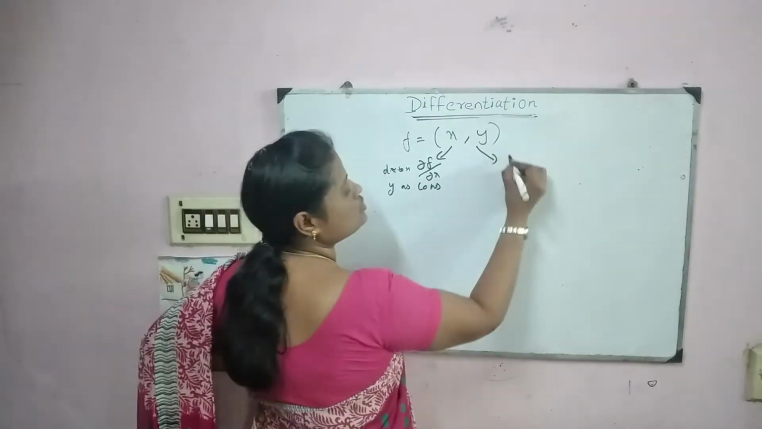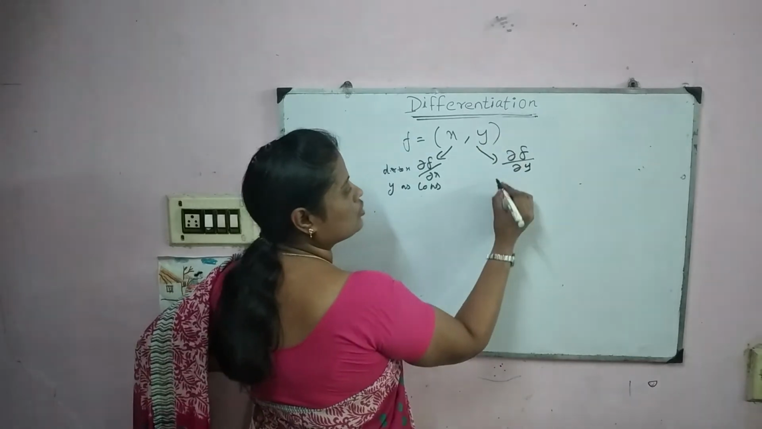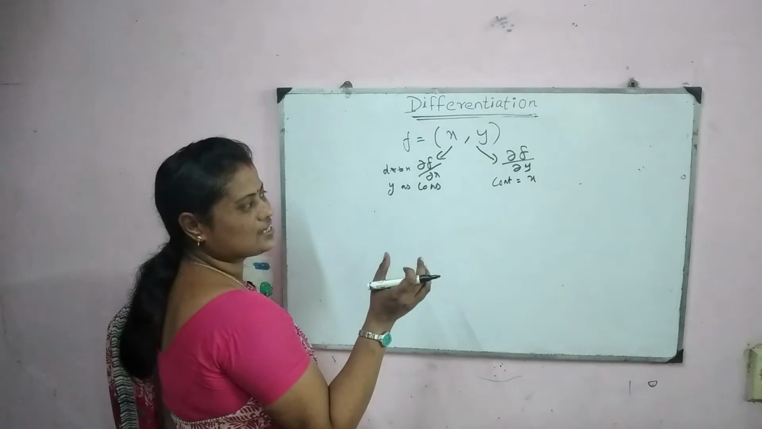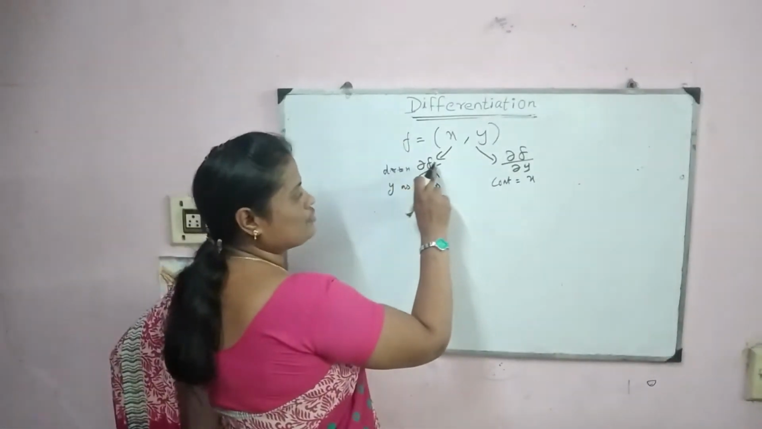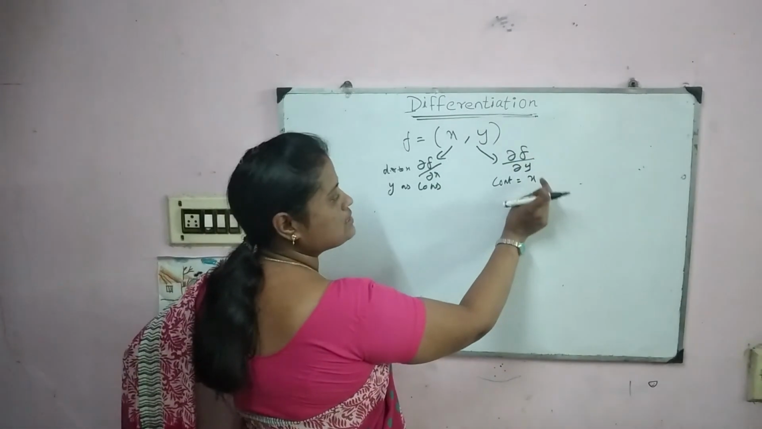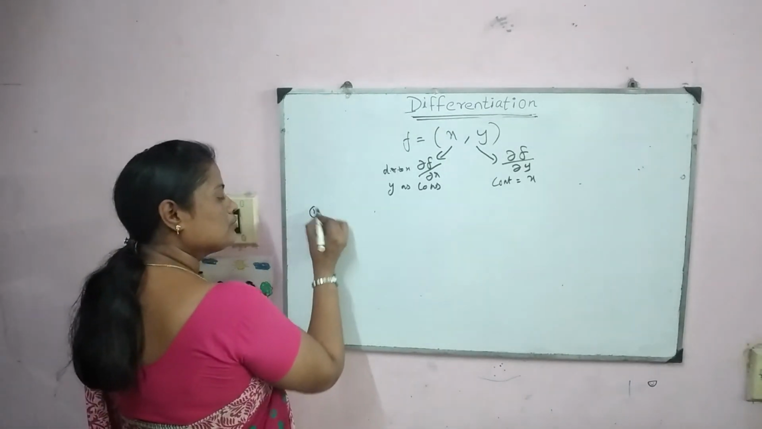Similarly, this is dou f by dou y. Here the variable is y, and the constant is x. You have to treat x as a constant. So if you differentiate with respect to x, y is a constant; if you differentiate with respect to y, x is a constant, just the opposite. Okay, now let us discuss some problems.